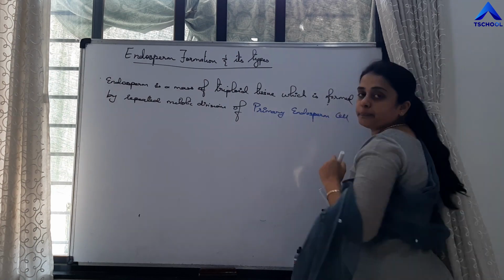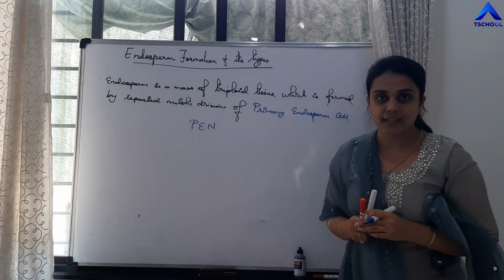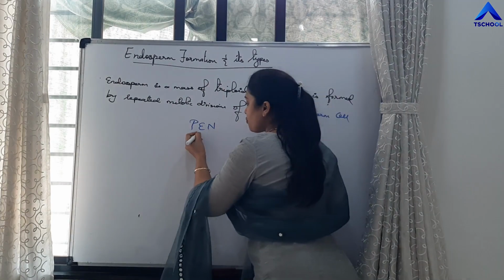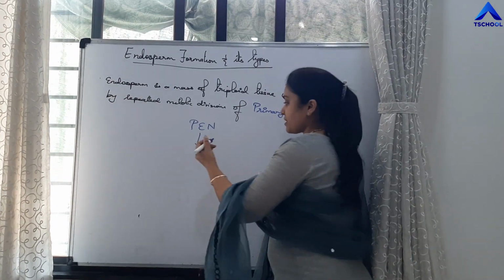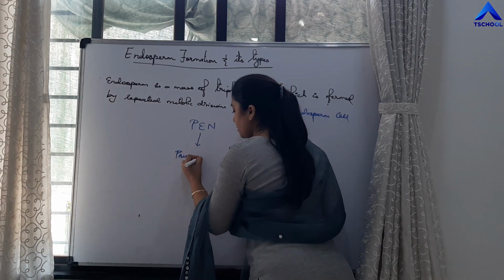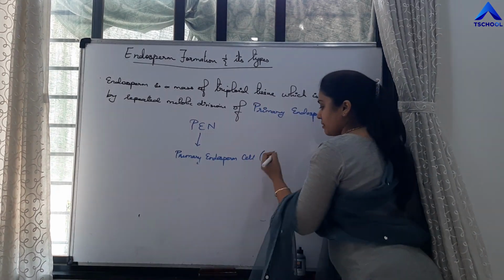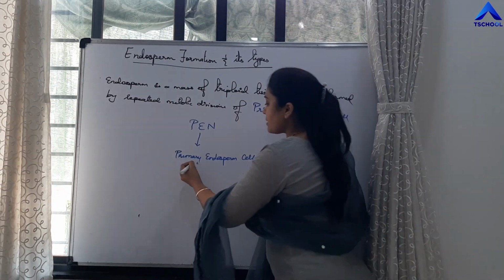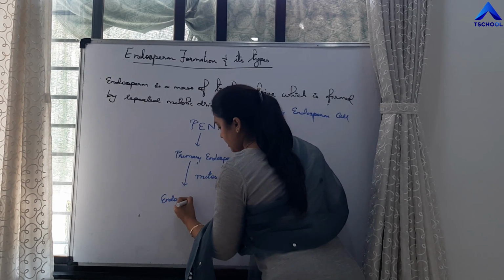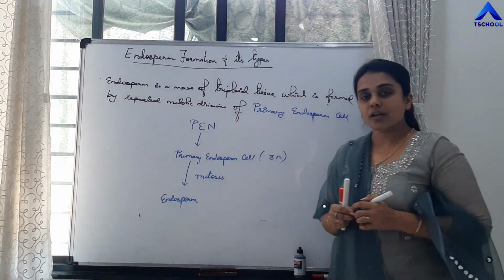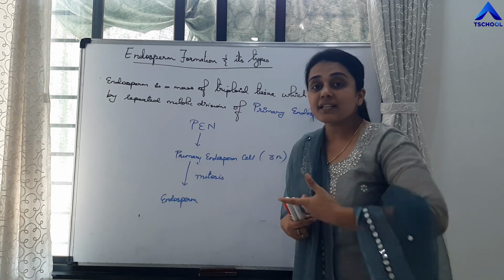So, how is the sequence? The primary endosperm nucleus is first formed by triple fusion. This is followed by cytokinesis, or you can say that the central cell itself now functions as the primary endosperm cell. This cell is triploid and will undergo mitosis to form endosperm. Endosperm is a tissue consisting of a mass of cells, and all the cells formed will be triploid.